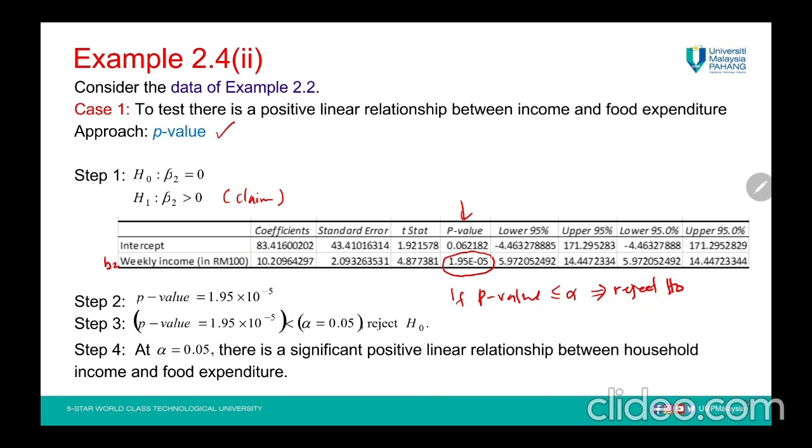Step 4 is to draw a conclusion. If we look here, this is the same as step 5 in example 2.41, where we can see that since the decision here is reject H0, we accept the claim. So the conclusion here is at alpha 0.05, there is a significant positive linear relationship between household income and food expenditure. That's all for example 2.42. So in the next video we will look at example 2.43.